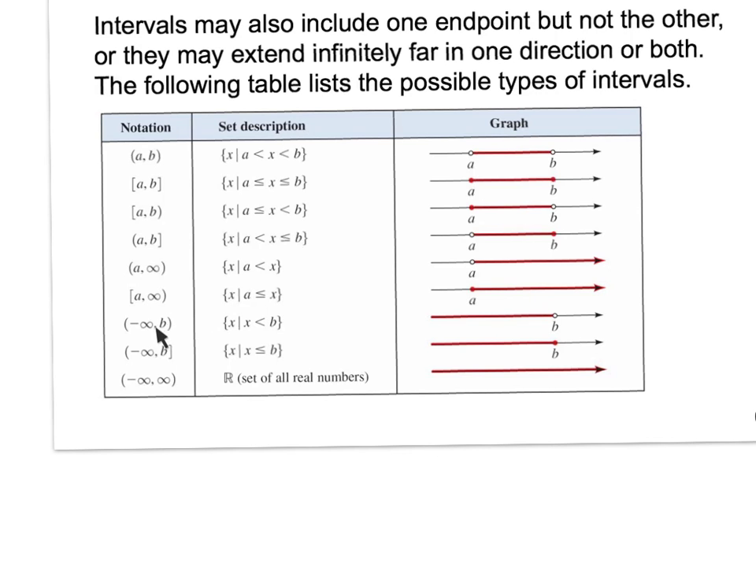Okay. These would be going from negative infinity to some number, and here we're not including B, so this would be x is less than B, and we can see the graph there. There should be an arrow going that way. It keeps going forever to the left, not including the B.